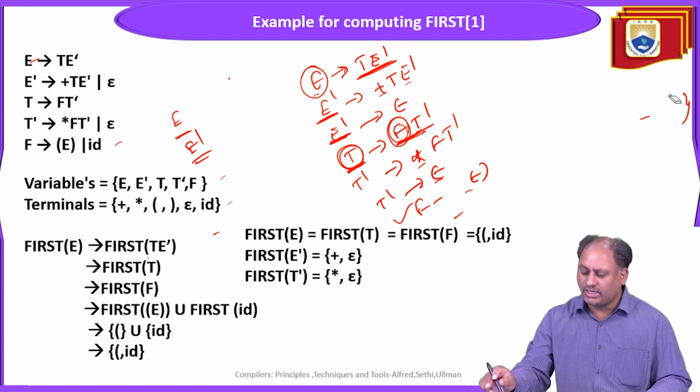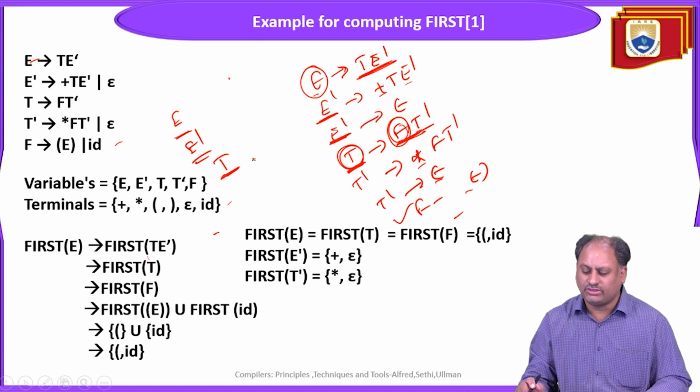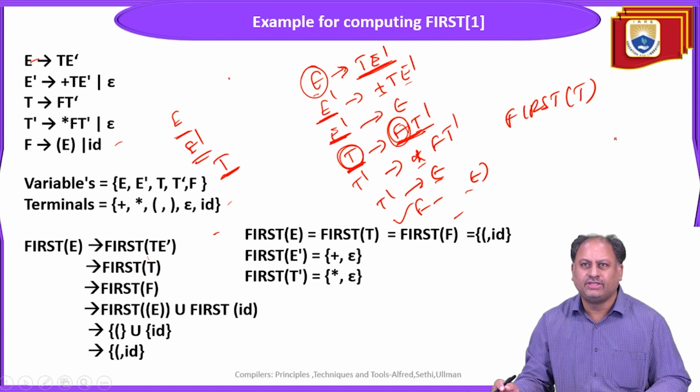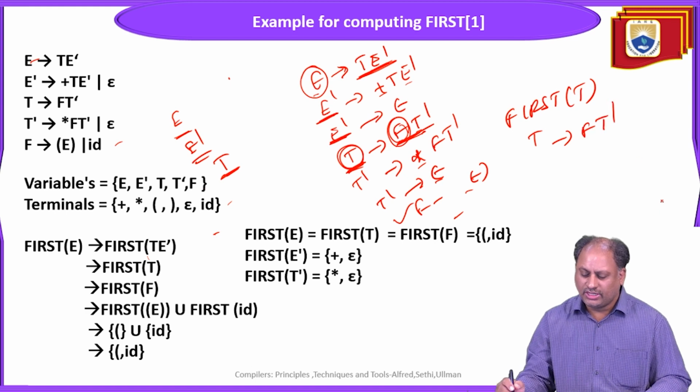Whereas if you come to the next computation, that is T. What is the computation of first of T? If you write the computation of first of T, the variable that appears on the left hand side of this production. So in this case, T derives F T dash. Any other rules which are available which contain T? No. So that's why we consider this first of F T dash.